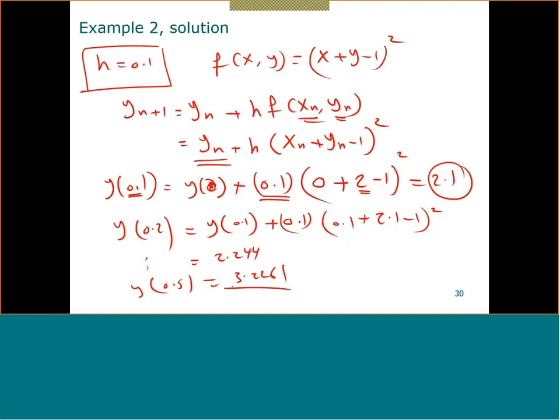In this question, I didn't ask you for the error, so I didn't give you the exact answer. So it's either this or that. Either I will give you the actual answer and ask you to find the error, which is very simple, or I will not ask you for this, I will just ask you to do the calculations, and then you don't have to find the error, just the value.